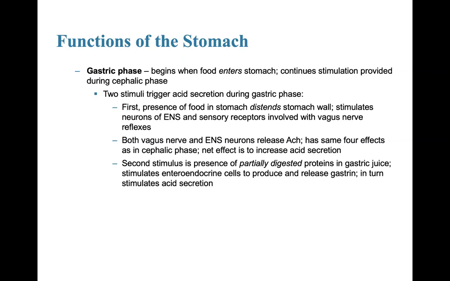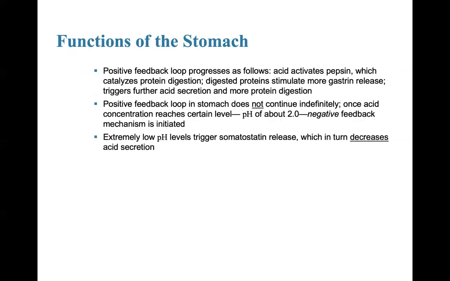The second stimulus is the presence of partially digested proteins in the gastric juice. This will stimulate the enteroendocrine cells to produce and release gastrin. In turn, this will stimulate acid secretion. The positive feedback loop progresses as follows. Acid activates pepsin, which catalyzes protein digestion. The digested proteins will then stimulate more gastrin to be released, and that triggers further acid secretion and more protein digestion.